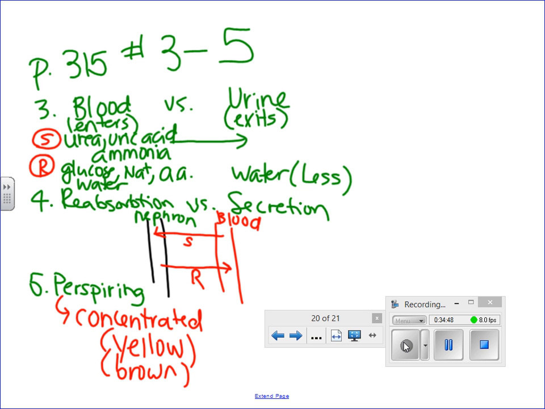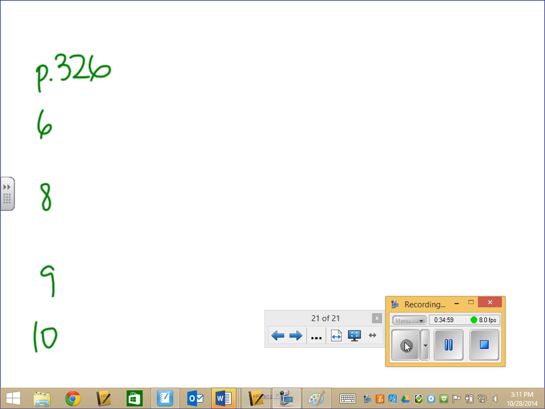Now the other page in your textbook where I asked you to look at some questions was page 326. So I'll just pause for a second and give everyone a chance to catch up and to turn there. So number 6 on this page asks you to look at the data and then tell me which substance is secreted and which substance is reabsorbed.